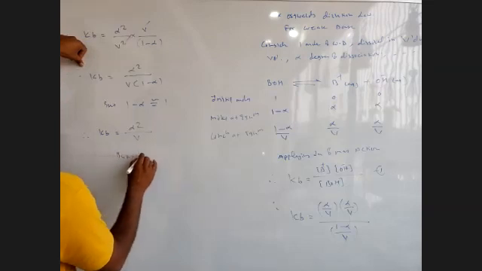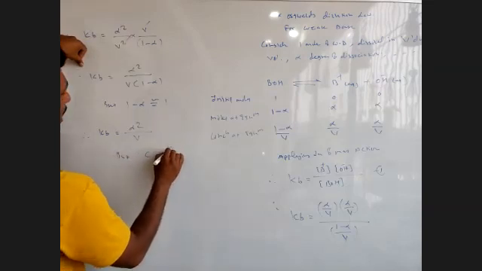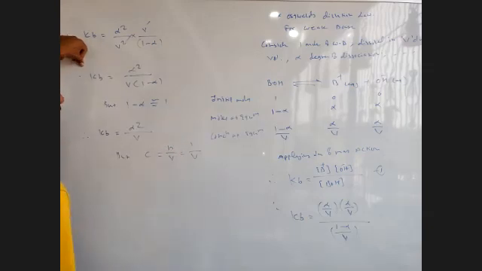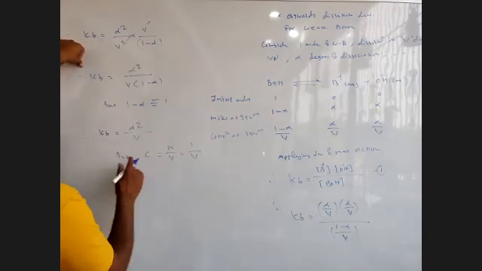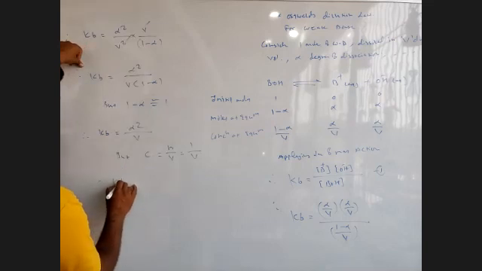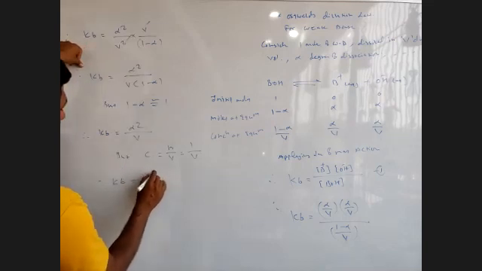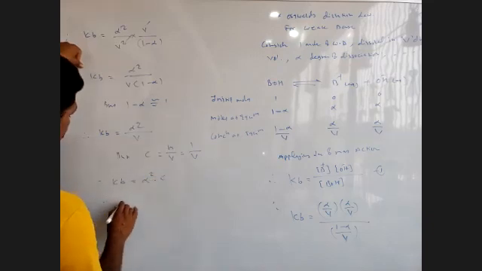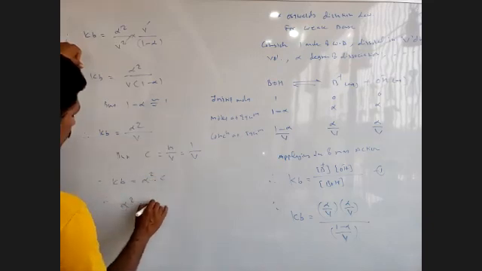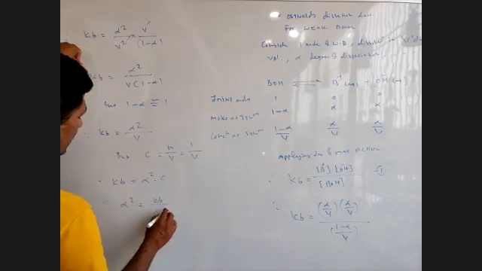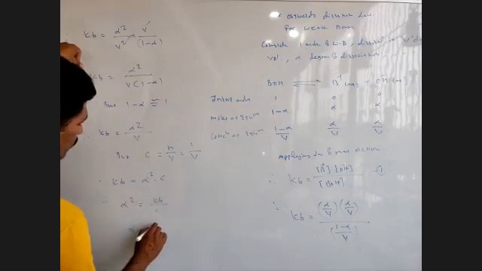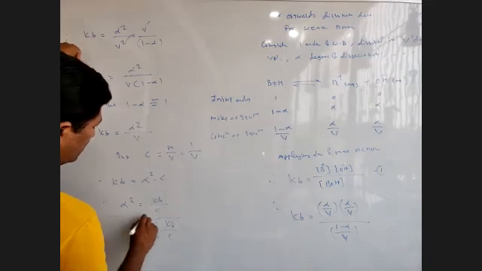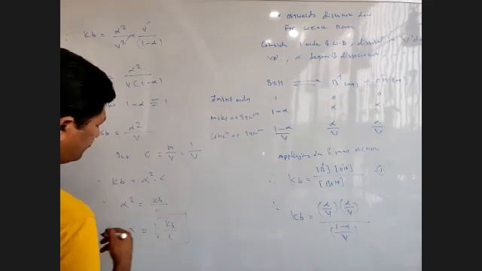But this also we know well, concentration is equal to n upon v, and here the value of n is 1, so 1 upon v comes. So instead of 1 upon v, we can put this c. So therefore, Kb is equal to alpha square into c. So therefore, alpha square is equal to Kb upon c. Therefore, alpha is equal to root Kb upon c. This is the equation what we get here.